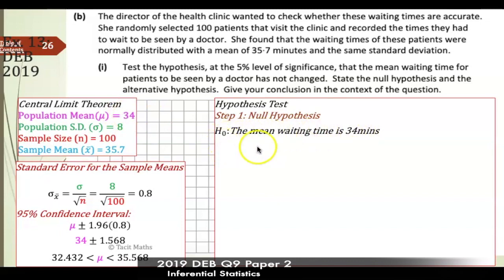Now the alternate hypothesis then is the opposite of this. Some people make the mistake of saying it's something to do with this, but no, we don't care about this. We just want to prove what the company is saying is wrong. So the alternate is that the mean waiting time is not 34 minutes.